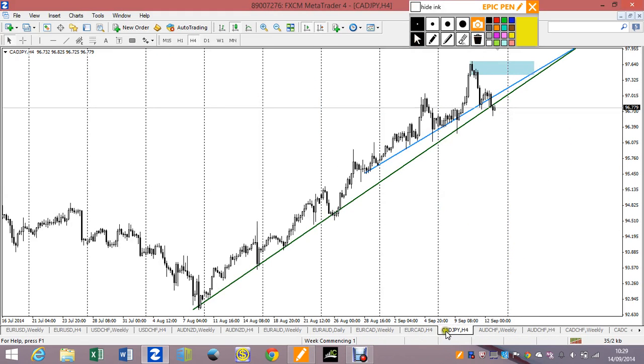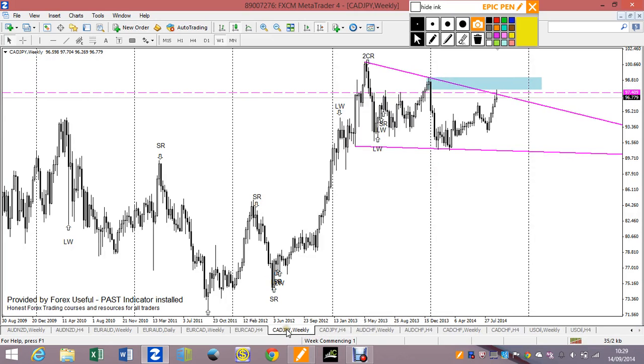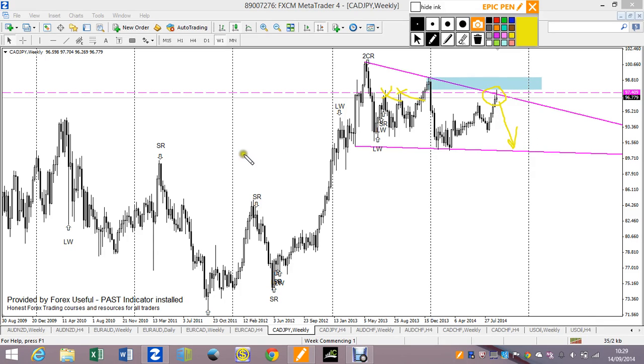Okay, CAD Yen. Here's my longer term chart. Okay, CAD Yen. I quite like this one. You can see here we've got kind of a triangle on the weekly chart. We're at resistance. Nice pin bar formation, so price could drop down to this lower line here. You never know.